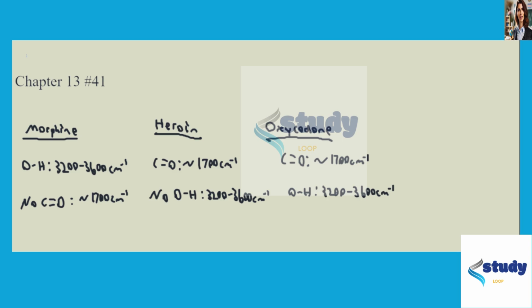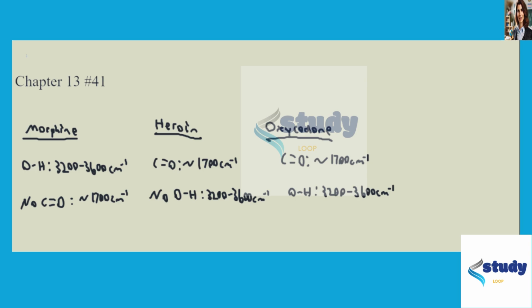And so basically, this is how we tell, right? If we see an alcohol stretch but no carbonyl, then we have morphine. If we see a carbonyl but no alcohol, then we have heroin. And if we see both the carbonyl and the alcohol, then we have oxycodone.